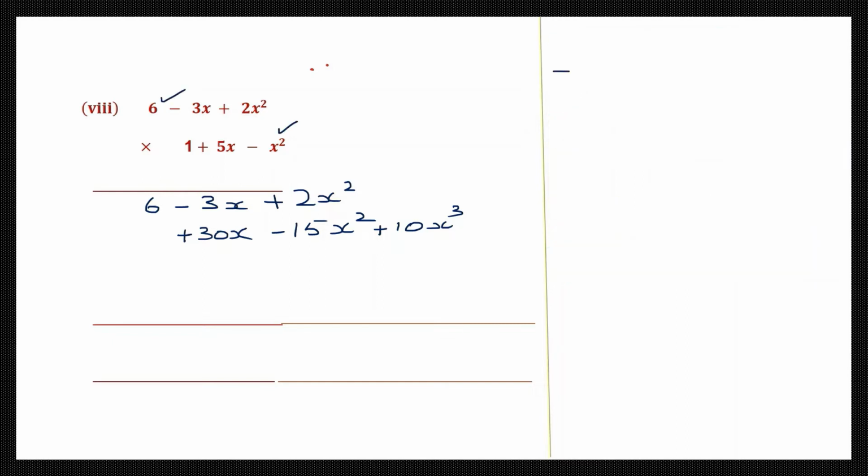So let's multiply minus x squared into 6. When minus into plus is minus, 6 into x squared is simply 6x squared. So where's this x squared column? Below that, let's write minus 6x squared. Now we finished with 6.